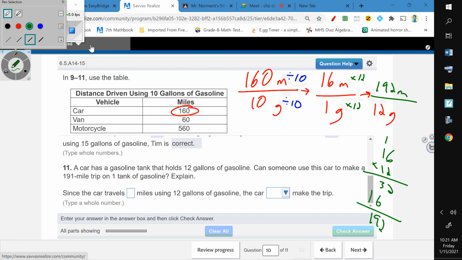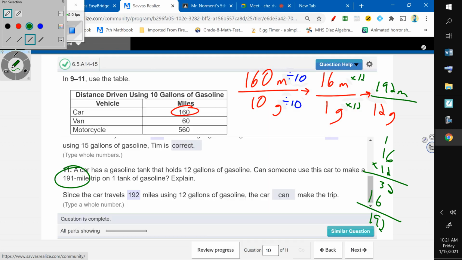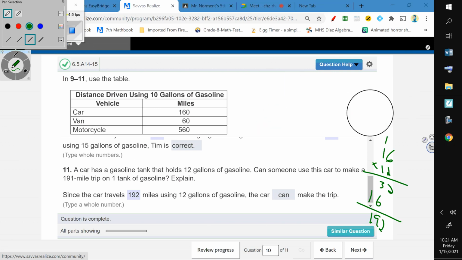So, can someone use that car to make a 190-mile trip? Yeah, they probably could. Since the car travels 192 miles using 12 gallons, the car can make the trip. Check the answer. I did the whole thing for number 10 for you. Okay, hope that was helpful.